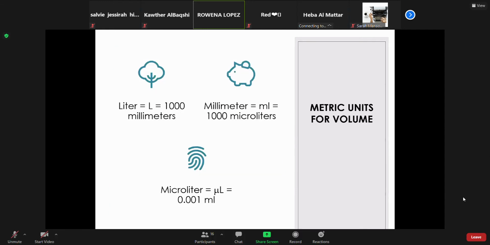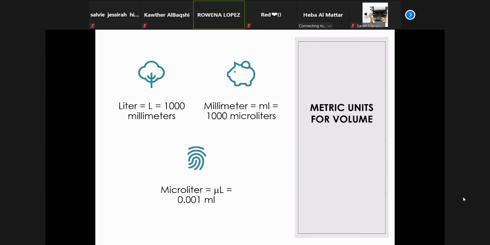So 1 liter is equivalent to 1,000 milliliters. 1 milliliter is equivalent to 1,000 microliters. And 1 microliter or uL is 0.001 ml. So these are the metric units for volumes.